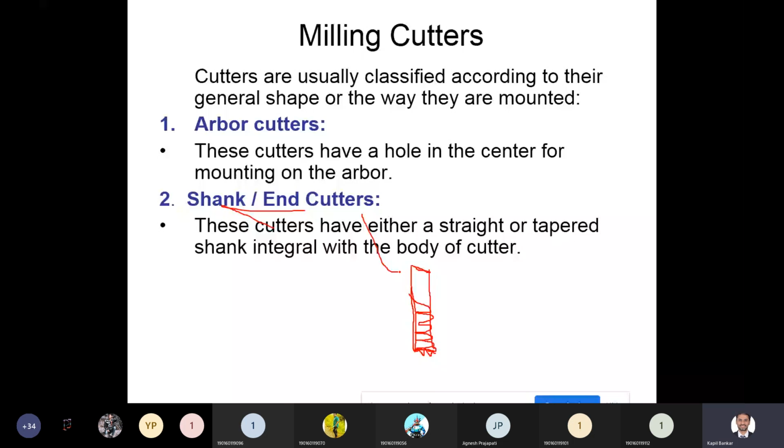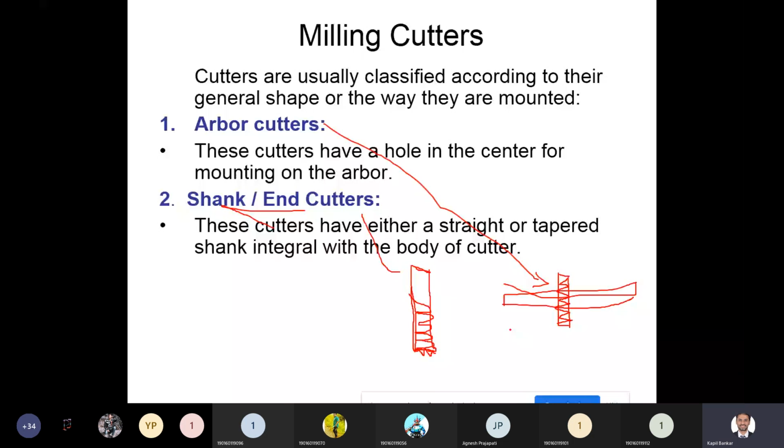And what is an arbor cutter? Suppose this is the arbor. And on the arbor the cutter is mounted like this. Suppose there are teeth on its periphery. So this type of cutter is known as arbor cutter. Generally it looks like this.